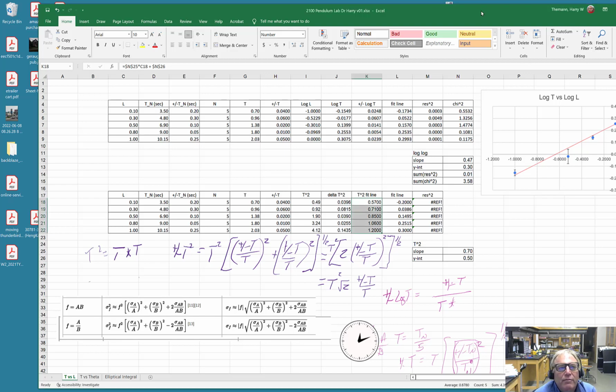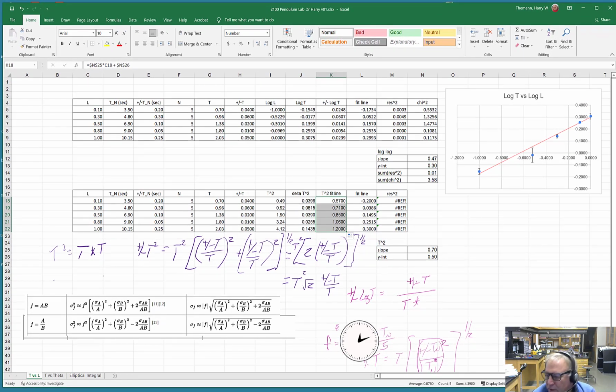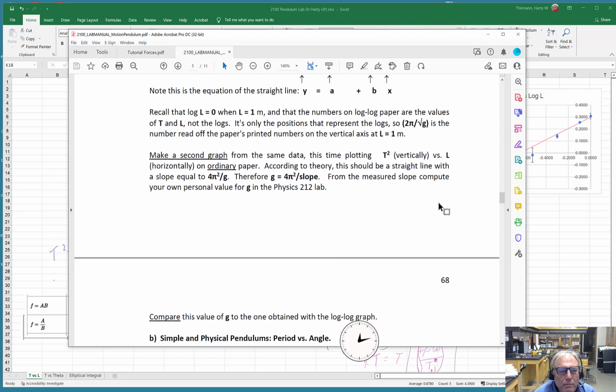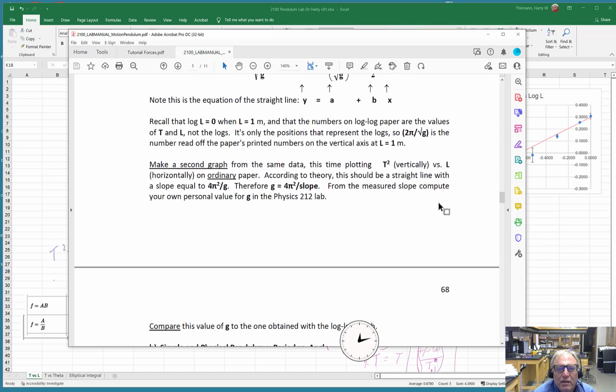Okay, now time for the other plot we're supposed to make. The other plot's going to be: make a second graph, T period squared on the y-axis, L on the x-axis, and according to the theory, the slope ought to be equal to 4 pi squared over g. Okay, so that's pretty straightforward.